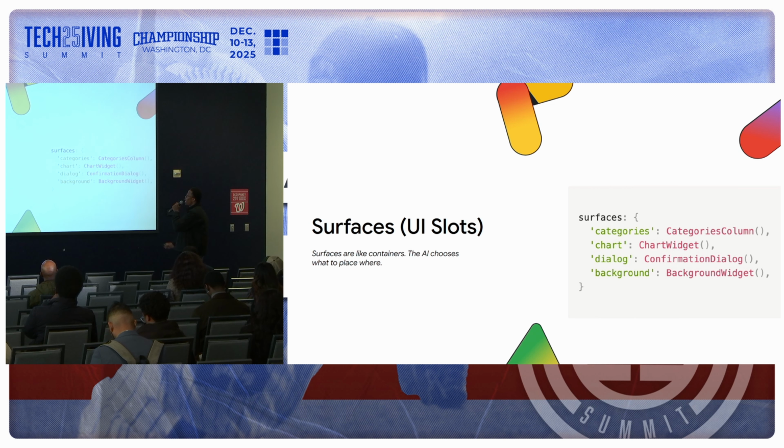Yep. Now, after defining the dynamic components, you might want to incorporate all those components into what we call the surfaces. This is just a group of the single components that you defined previously. For example, we want to build an expense tracking app. So we have the categories, we have the charts, we have the dialogue, we have the background. We can add as much as we want.